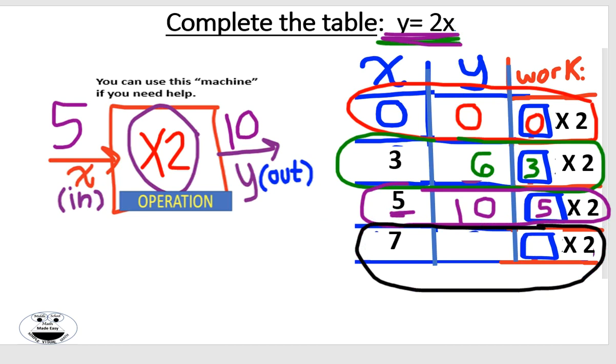So I'm going to erase from my machine, and you can use the machine, or you can use this part right here in the table. And remember, whenever you erase from the machine to do the next row, you don't erase the operation. That stays the same since we're working with the same equation. So here it says x is 7. So I can put 7 in the box, and then multiply by 2 as the equation says, as I wrote over here. Or I can use the machine. x is 7. 7 times 2 is 14. So I write my answer here.